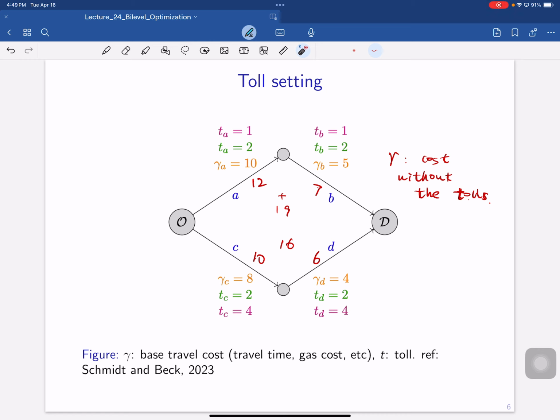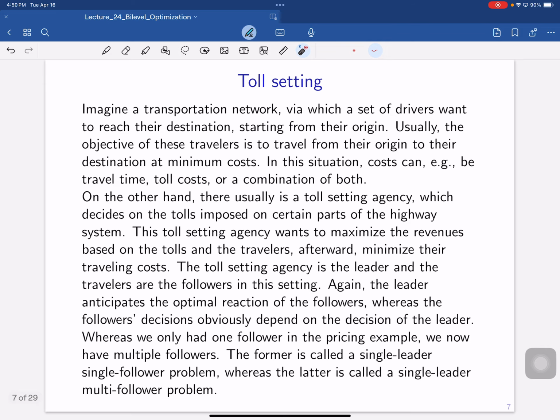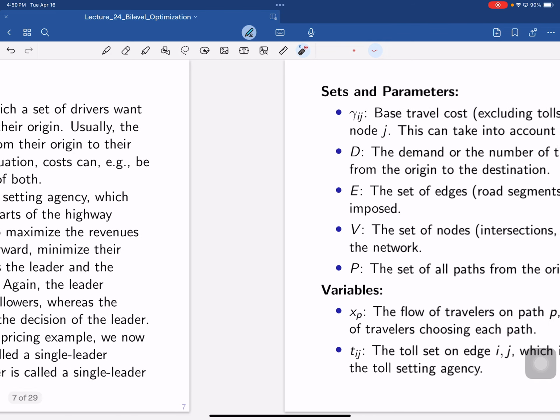But if they set the toll too low, then they are not taking advantage of the travelers who want to save travel time. Okay, so this is kind of a leader-follower game. The leader is the toll setting agencies. They want to set the tolls that maximize their total revenue, and the travelers, of course, are going to take the shortest path, the shortest path in the sense of cost. Okay, so let's formulate this problem. This is just a detailed description of what I just said.